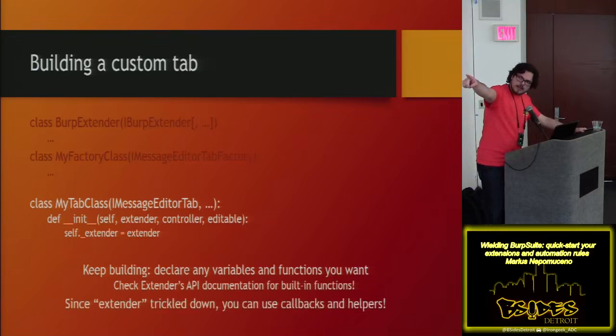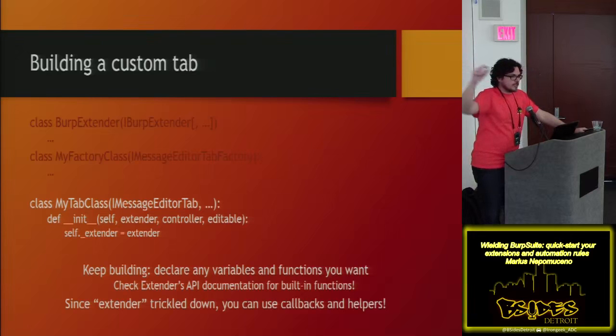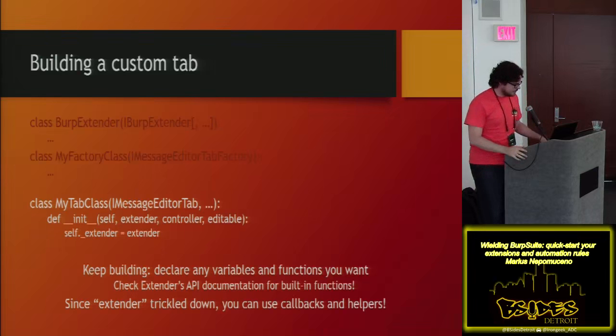And notice that I have an extender variable that's trickling down. That extender variable is my top-level class, BurpExtender. And if you remember, that class had the self.helpers and self.callbacks that we declared. Those trickle down with the extender class as well. So you can use your callbacks and helpers all the way down into your individual specialized classes. In this case, you do extender.callbacks or extender.helpers.